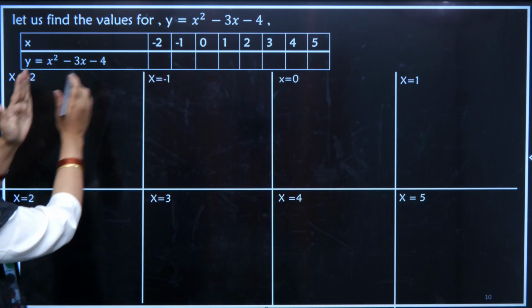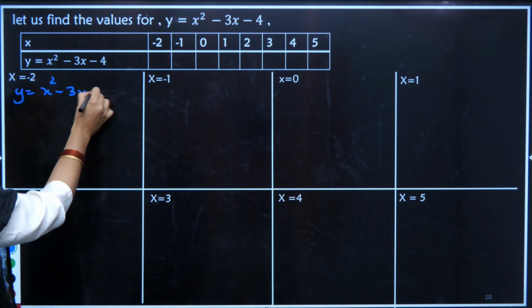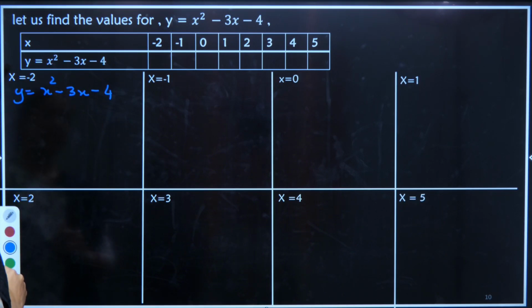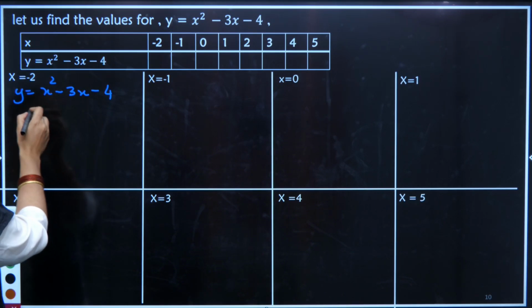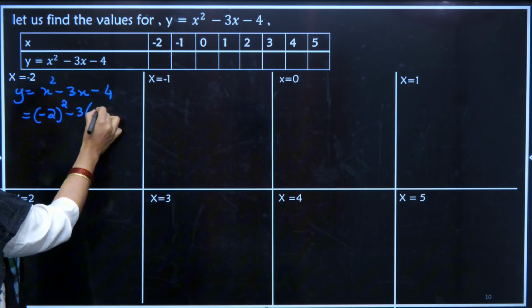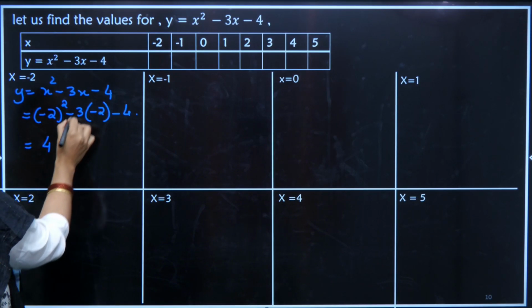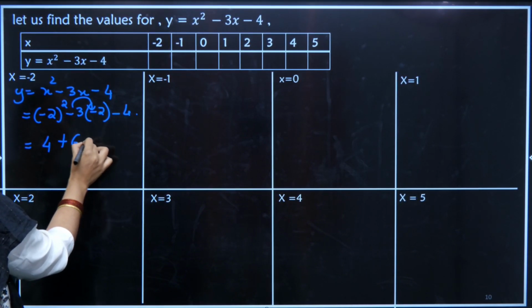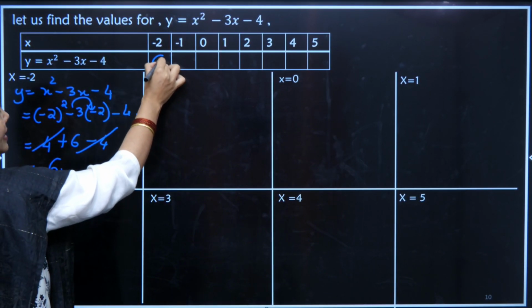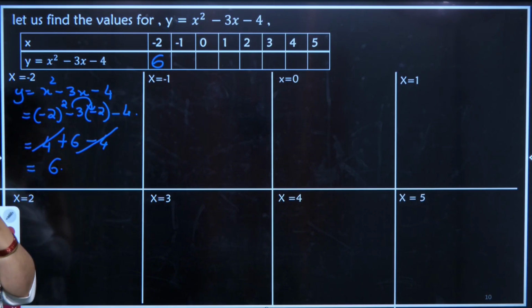Now let me write the equation here. Y is equal to x square minus 3x minus 4. This is the original equation. So x is negative 2. I will substitute that value of x here: negative 2 whole square minus 3 into negative 2 minus 4. So this is giving me 4, minus into minus is plus 6, minus 4, plus 4 minus 4 gone. The value of y is turning plus 6 when x was negative 2.